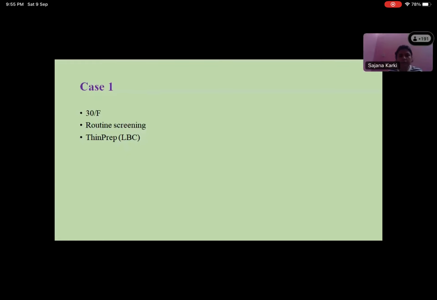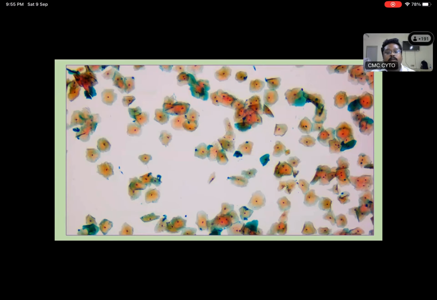Case 1, 30 years old female, routine screening, ThinPrep. So most of the cytology cases you will be seeing will be part of routine screening only, with very few patients coming for any specific symptoms. So what do you see here? Do you want to describe this?